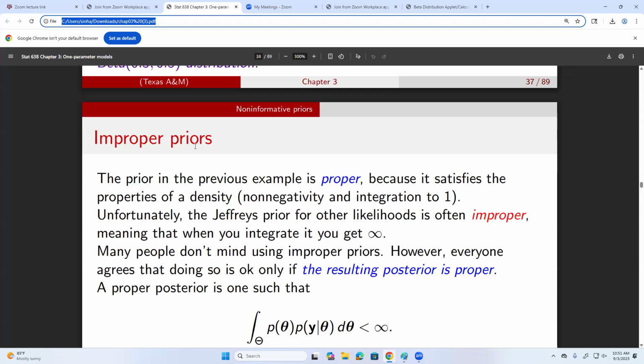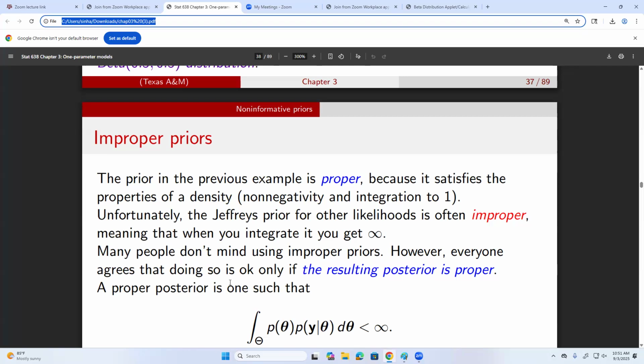Many people don't mind using improper priors. Although we are talking about a prior density, it is not a probability density function when it is improper, right? If it does not integrate to 1, then it is not a pure density function. So many people don't mind using improper priors.